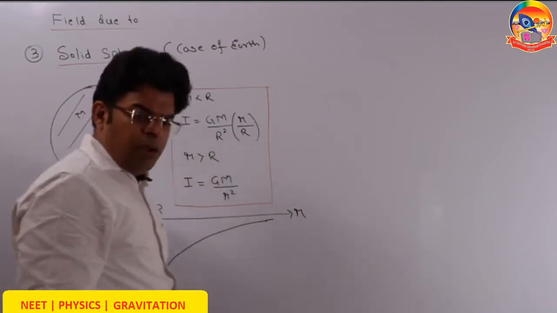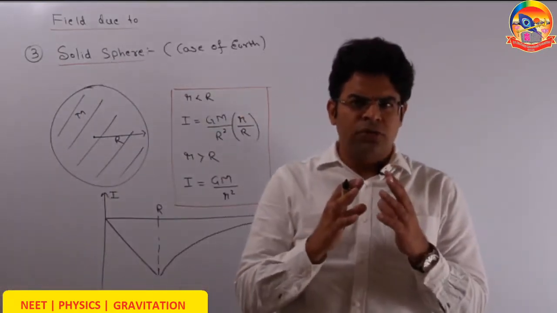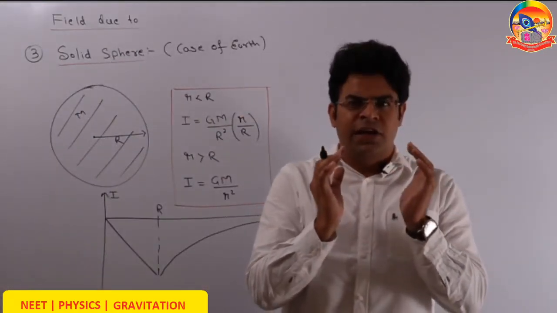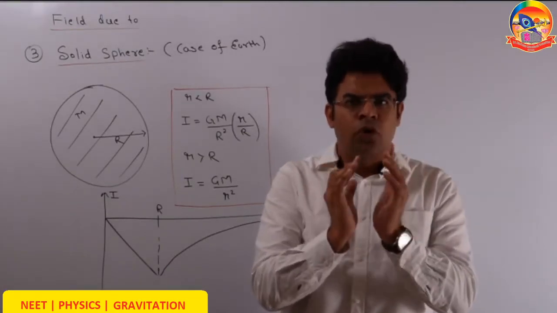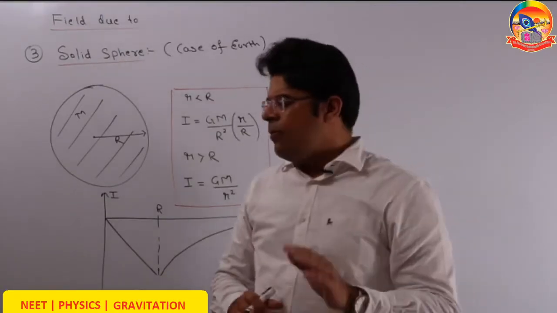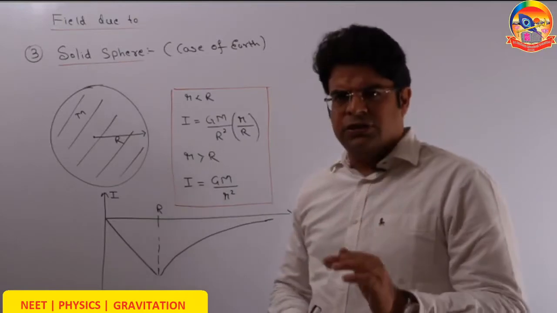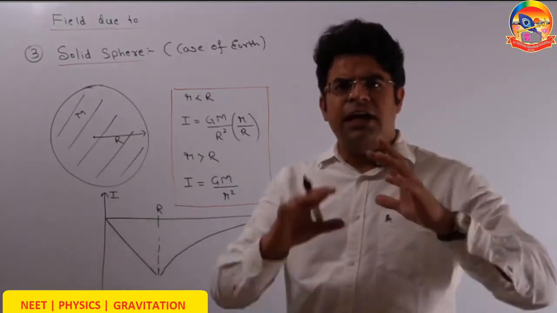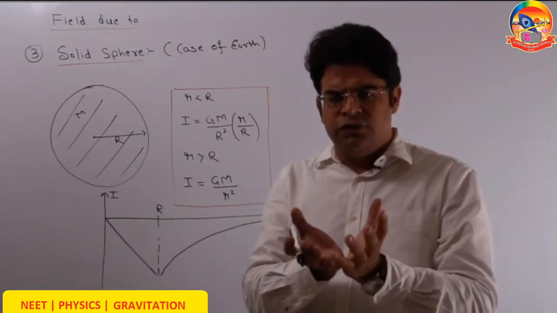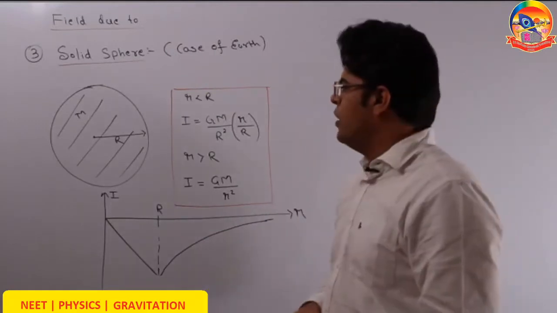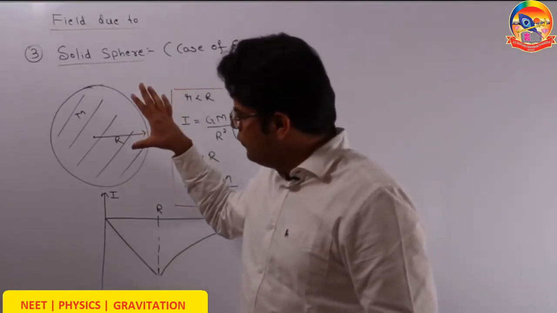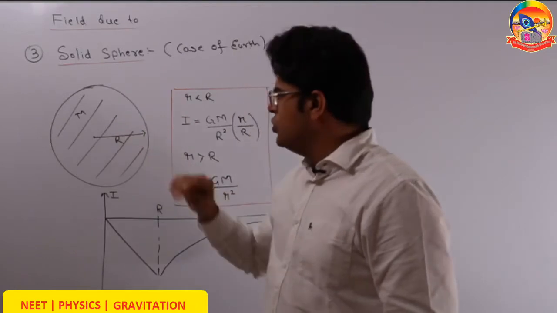Actually not, because Earth has got a denser core and the density of Earth decreases as we move from the core towards the surface. But for physics purpose, in our syllabus, we take Earth as a solid sphere of uniform mass distribution. Now let's say we have a uniform solid sphere having mass M and radius R.